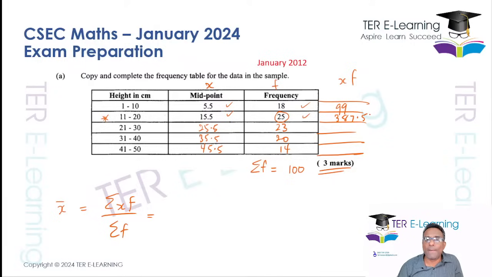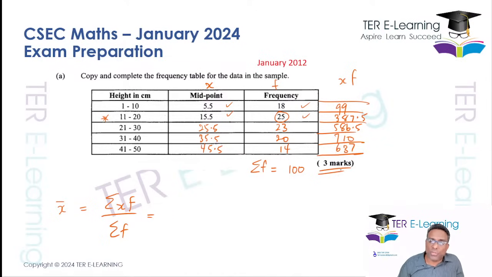Then we have 25.5 multiplied by 23. That's 586.5. Right? Then we have 35.5 by 20. That's 710. And then we have 45.5 multiplied by 14, and that's 637.